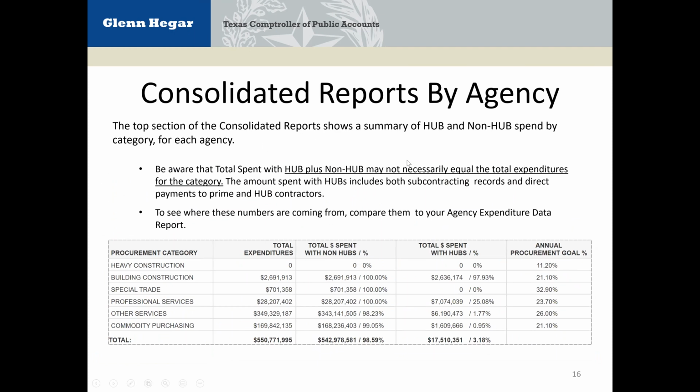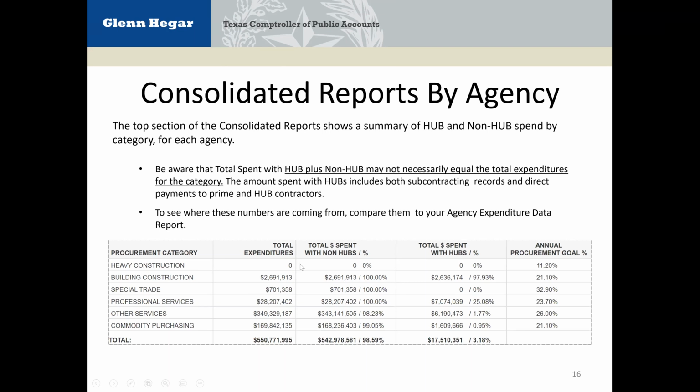So the consolidated report is where we are starting to get some questions. I get questions all the time about what this data means. So when you're looking at this, this is the top section of your consolidated report. What confuses people a lot of the time is they want to add up their total non-hub and their total hub to get their total expenditures. And they don't understand why, like in this case, that's 197%, that doesn't make sense.